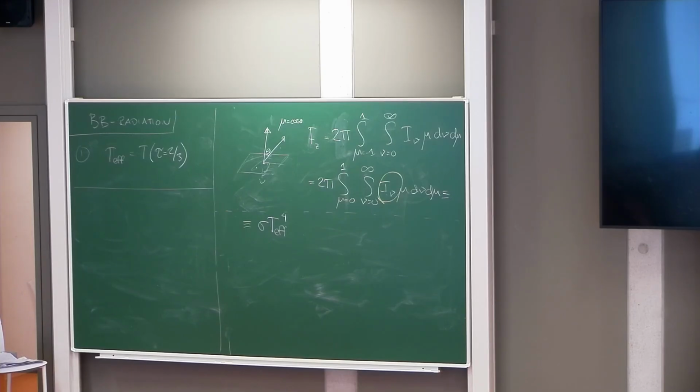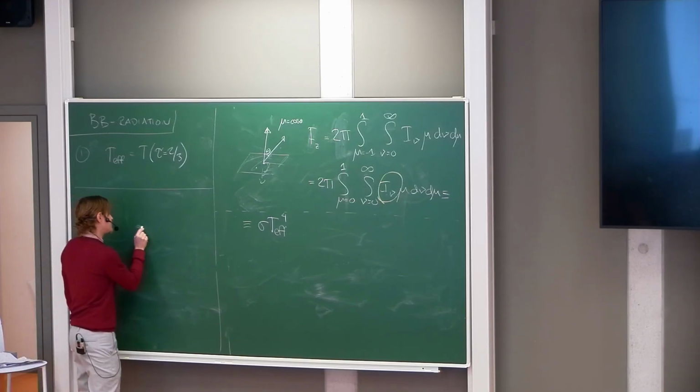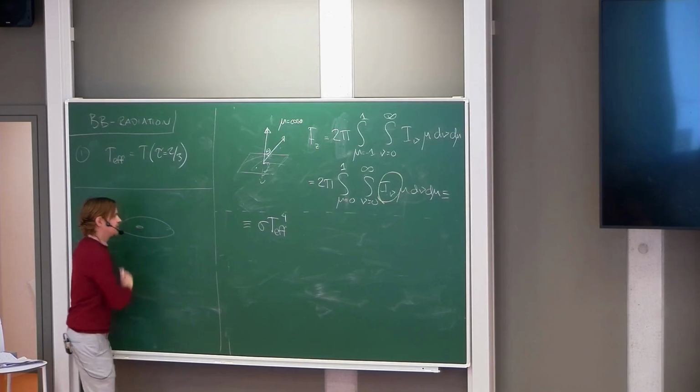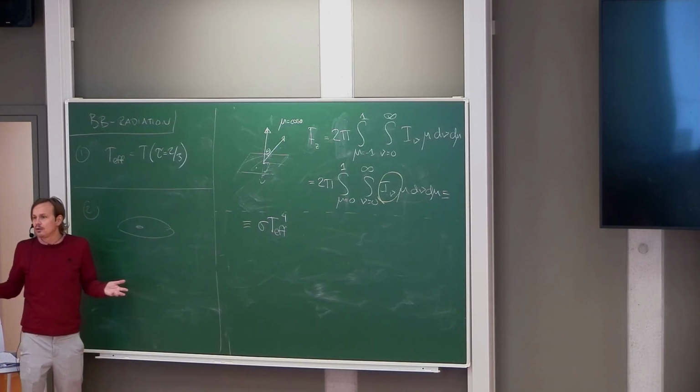Now, a second situation, there are many situations. I will just take a few. It is if you have an accretion disk around, say, a supermassive black hole, yeah?